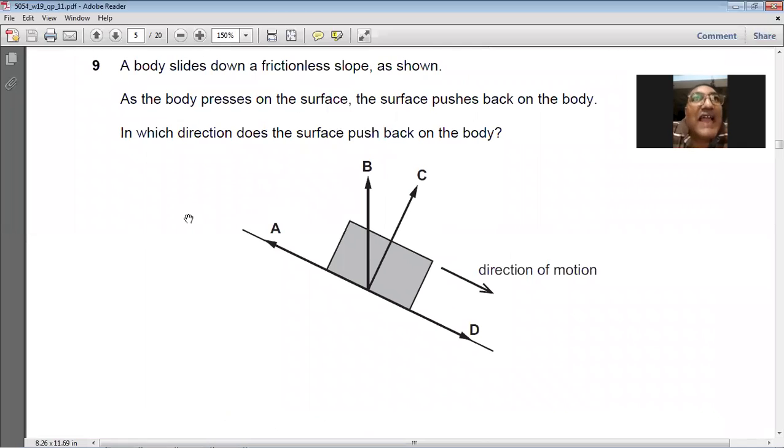A body slides down a frictionless slope as shown. As the body presses on the surface, the surface pushes back on the body. In which direction does the surface push back on the body? You see, this is the normal reaction of the surface. So C is the option. C is the right option for question number 9. This is the normal reaction, the direction in which the normal reaction of the surface acts on the body.